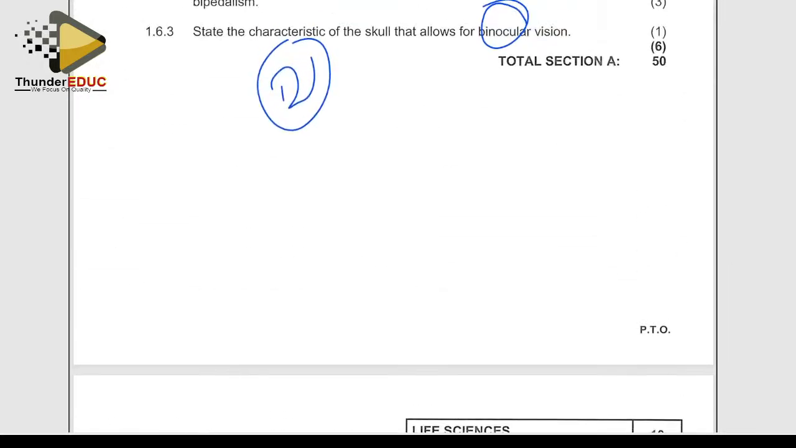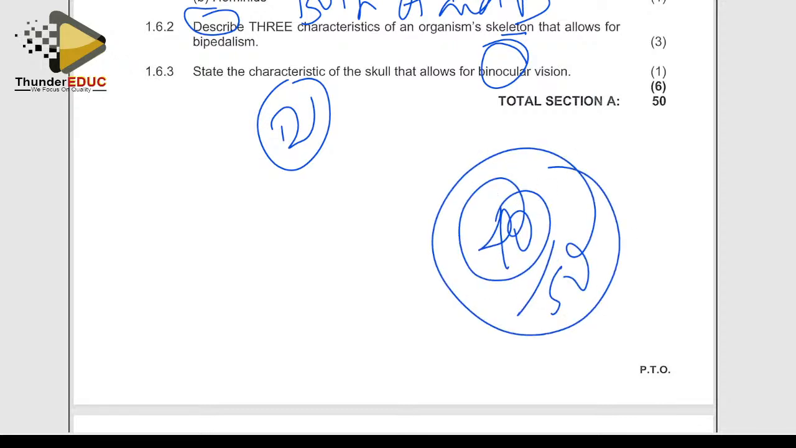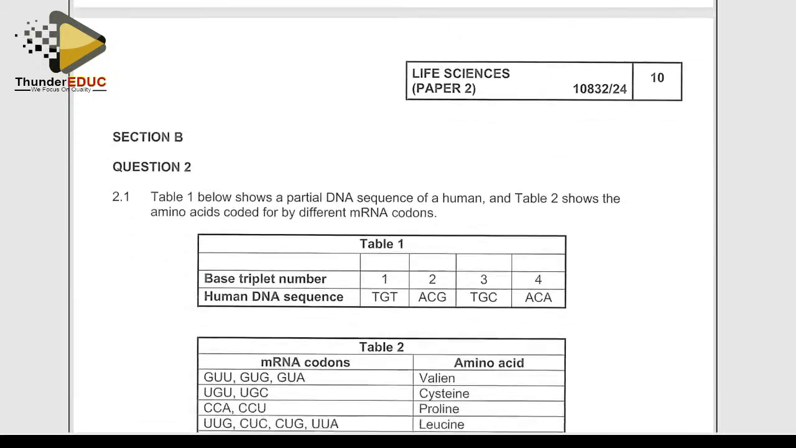Who got 50 out of 50? Who got 40 out of 50? If you got at least 40 out of 50, you a star. If you got 45 out of 50, you a moon. And if you got 50 out of 50, you are a sun. Yes, all right.